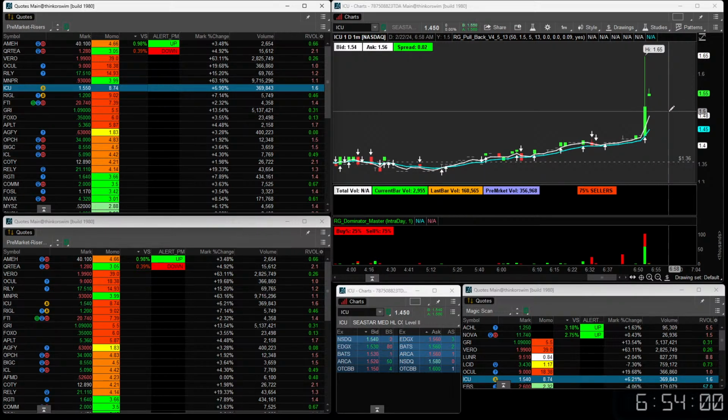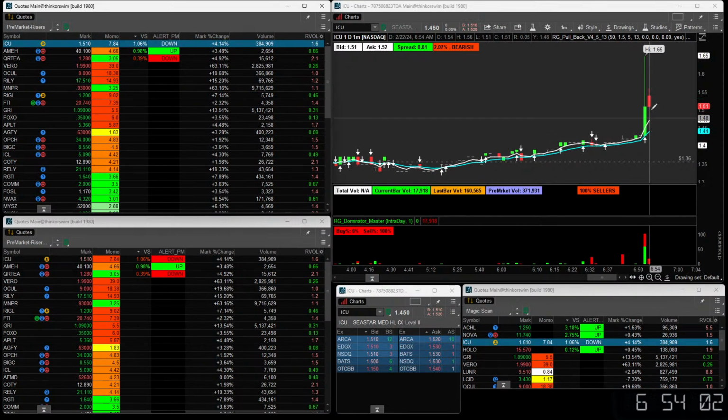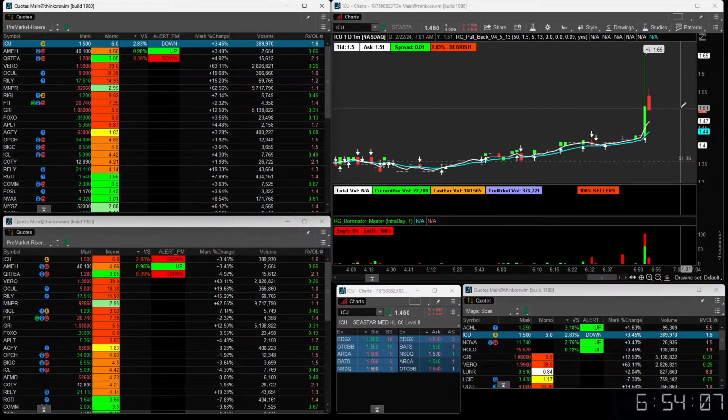Looks like the buyers may come in. Need long tails on the bottom, not the top. So be careful. Don't just click it and buy it. It is moving.